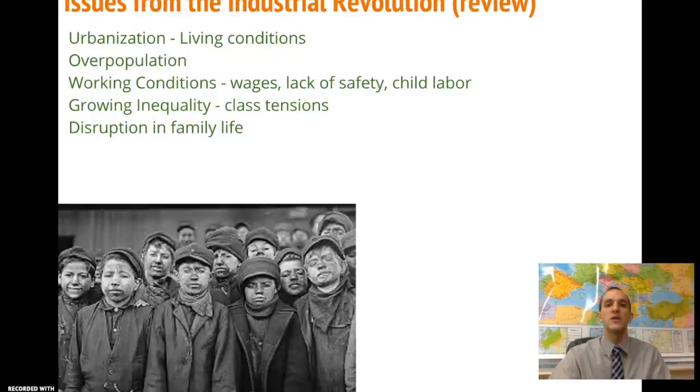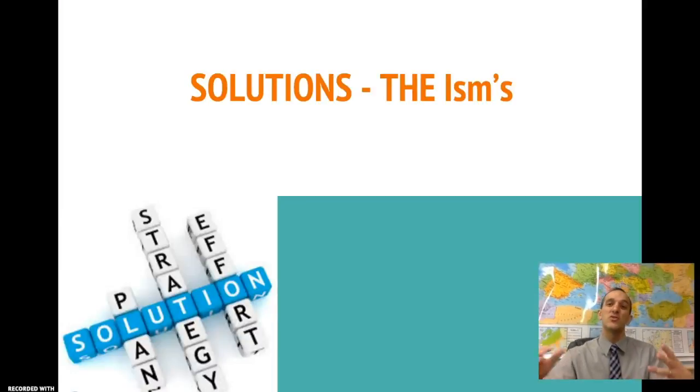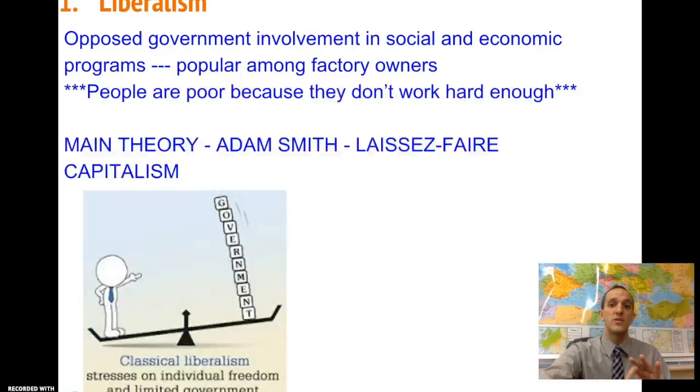So the question becomes, and what people are going to start asking themselves midway through this Industrial Revolution is, how do we solve these problems? The solutions that some people come up with, and there's no universal agreement, are a couple of different solutions that pop up, called the isms. There are 3 different isms that we're going to focus on.